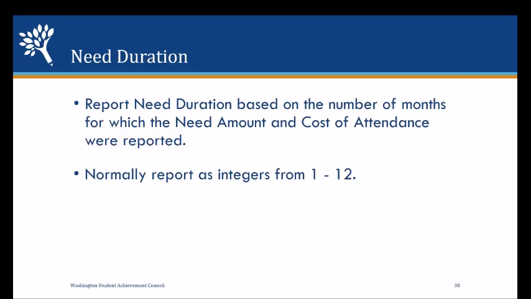Report need duration based on the number of months for which the need amount and cost of attendance were reported, which is normally integers from 1 to 12. An example would be your standard 9-month setup, and then the student leaves after 1 term. You are not required to calculate everything to the 3-month duration. You can, but it's not required. We just want to make sure that what you're reporting in these 3 fields is consistent for the same period of time as what was required.